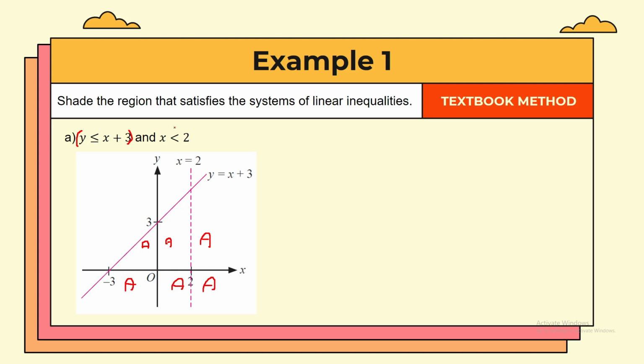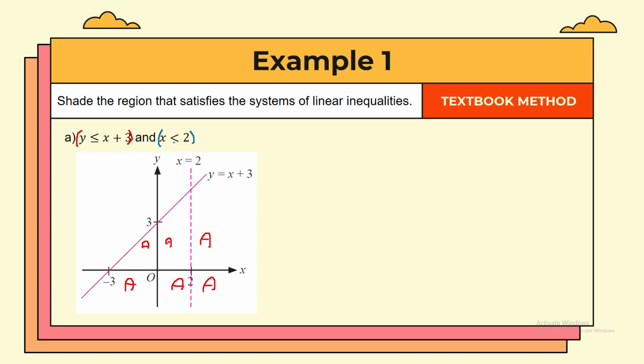Okay, after that I'm gonna use blue color for the second linear inequality. This dash line, this vertical dash line is x equal to 2. It's for the second linear inequality.